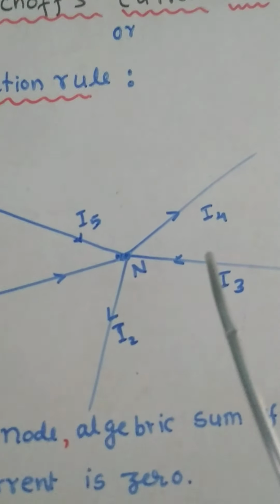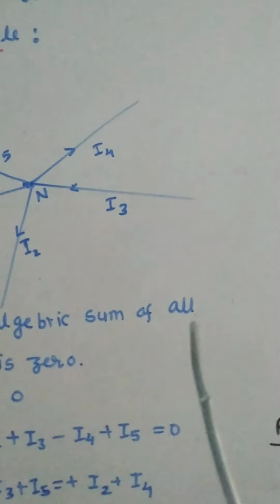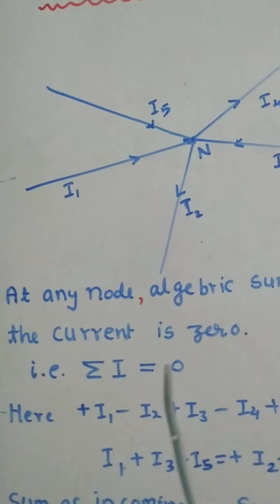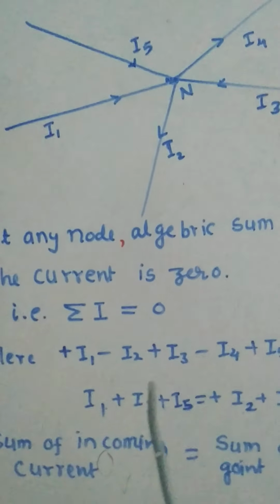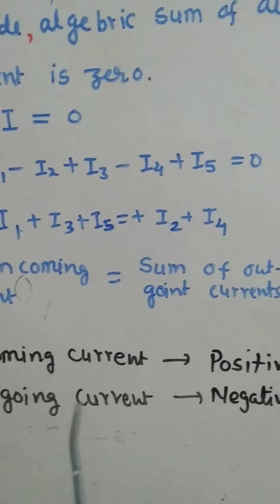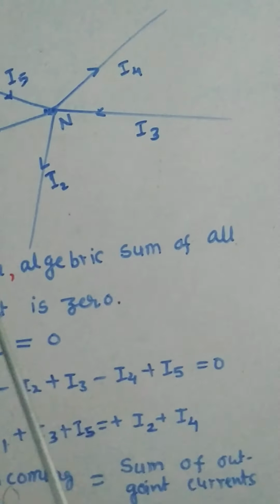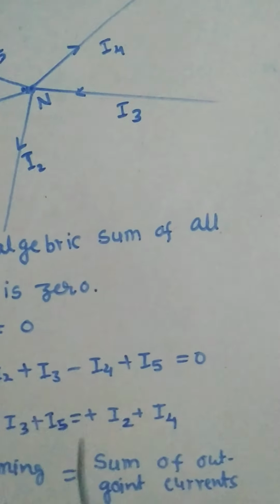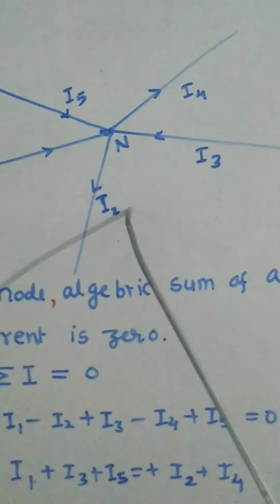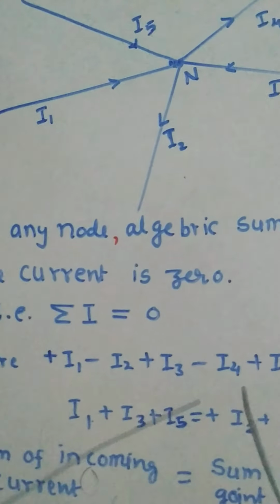According to Kirchhoff's current law, at any node point, the algebraic sum of all the currents is 0. That is, sigma I equals 0. By sign convention, we take incoming current as positive and outgoing current as negative. Here, I1, I3 and I5 are the incoming currents, so they are written with positive sign. I2 and I4 are the outgoing currents, so they are written with negative sign.